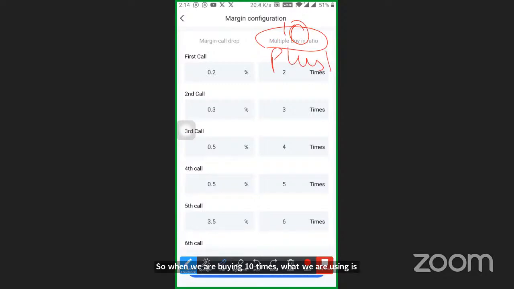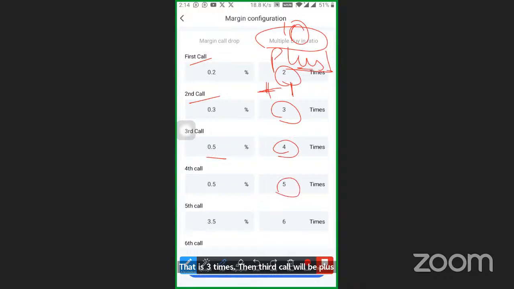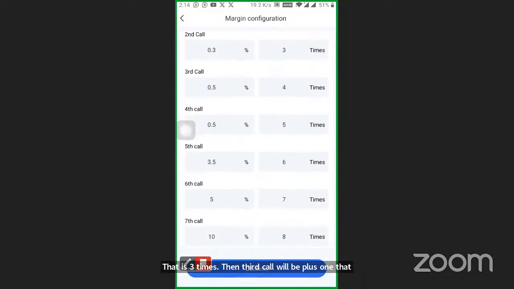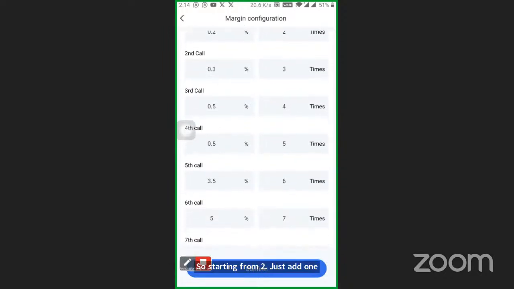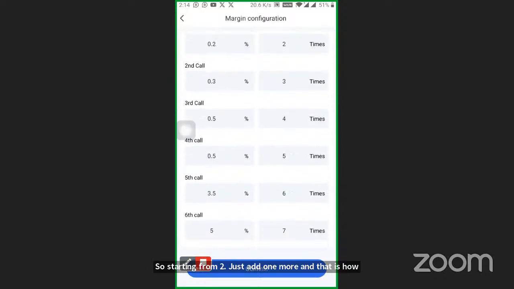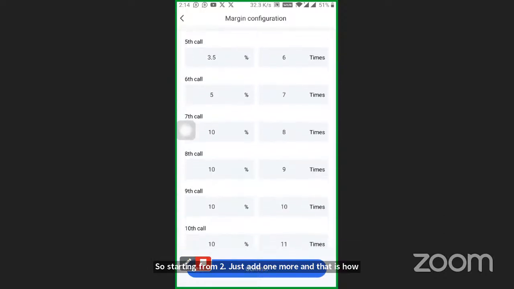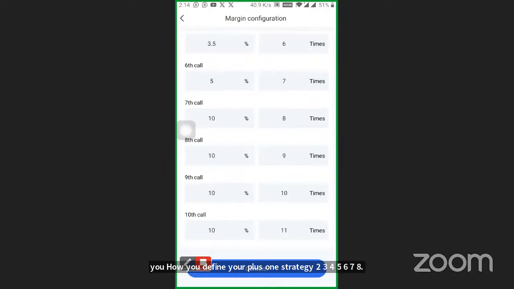Plus one is very simple. Just like its name, it's saying plus one. So every time you are adding one more. If you are buying 2 times in the first call, the second call will be plus one, that is 3 times. Then the third call will be plus one, that is 4 times. Then 5 times, then 6 times, and so on. So starting from 2, just add one more, and that is how you define your plus one strategy. 2, 3, 4, 5, 6, 7, 8, 9, 10, till 11.